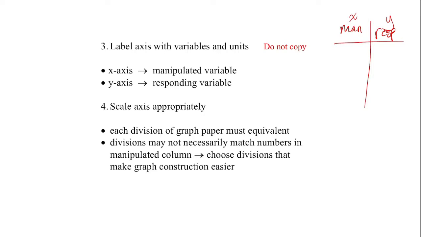And then, of course, the divisions might not necessarily match the numbers in your manipulated column, so you just choose divisions that make the graph construction easier, because sometimes the ones in your manipulated column are crazy decimals, and you might just need to go up by 0.5s or 0.25s or something like that, okay? Obviously, plotting the points, that's pretty straightforward, but then the line of best fit isn't always as straightforward.